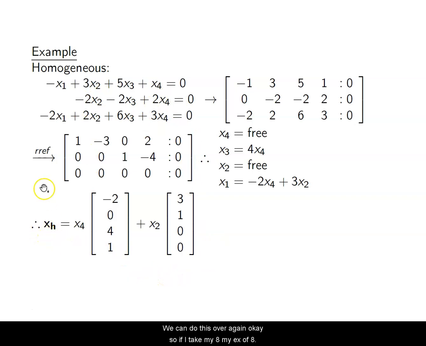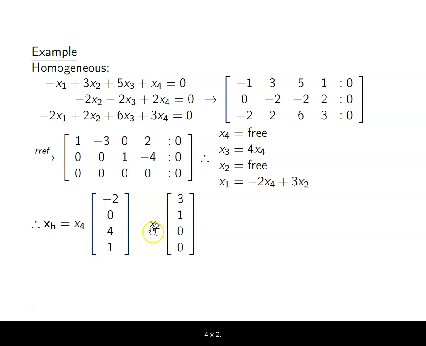So if I take my X sub H, it's going to look like this. Again, you can switch the order. I can put the x2 with this column vector on this side and the x4 on this side. But notice that my x1 has negative 2x4 plus 3x2, right? And so everything that's attached to x4 is in its correct place. x1 has a negative 2x4. x2 doesn't exist with an x4, obviously. x3 has a 4x4, and x4 itself is free, so there's 1 there.